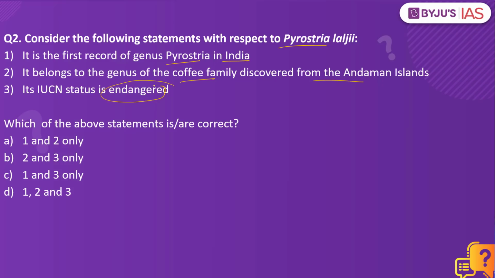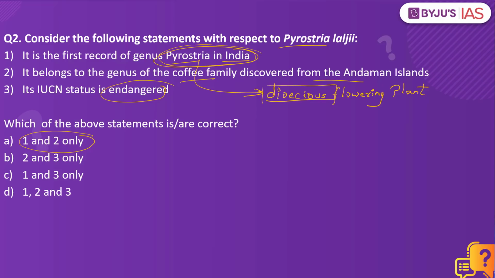The answer to this is A, which happens to be 1 and 2 only. What is this Pyrostria laljii? This happens to be the first record of genus Pyrostria in India. What is it? This is nothing but a genus of dioecious flowering plant. So what is it? It is nothing but a flowering plant. What do we mean by dioecious?